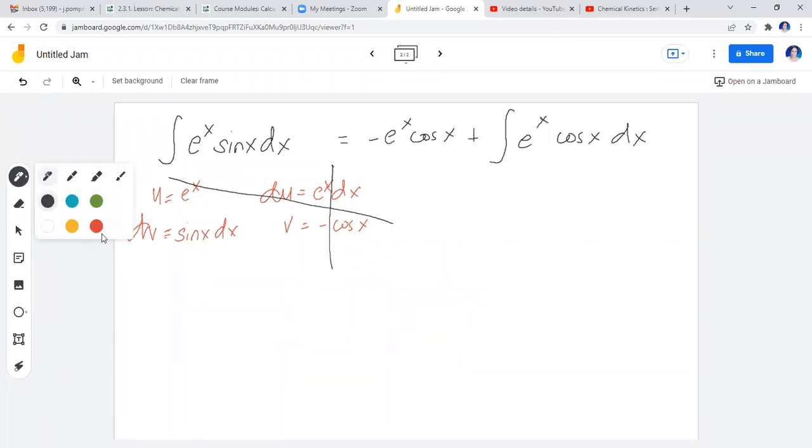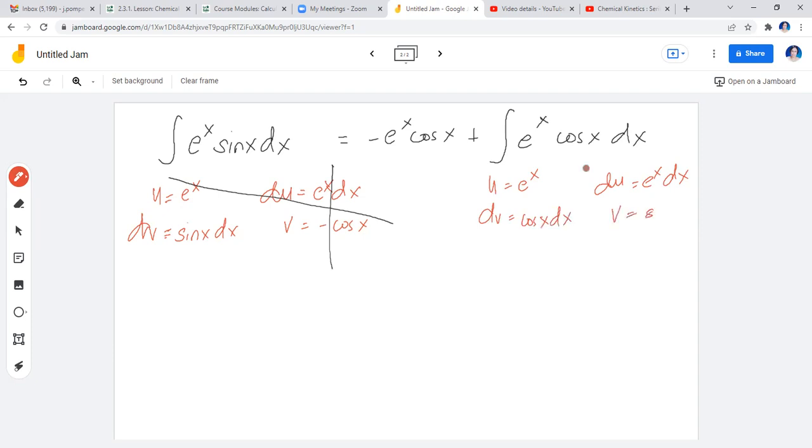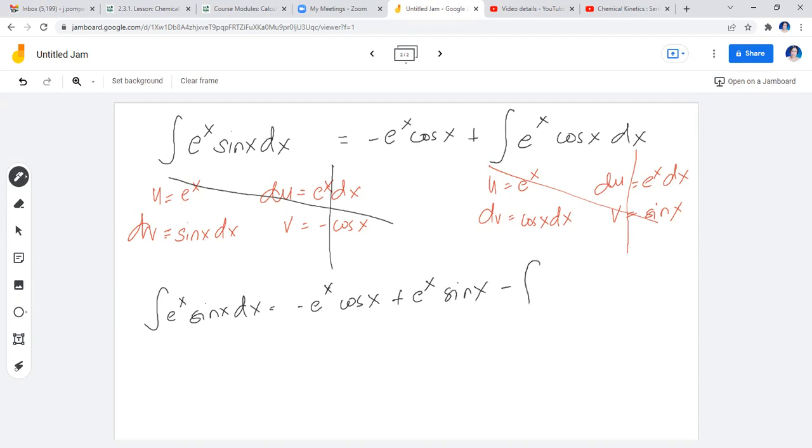See, you will do another by parts. This one. So another u is e raised to x, the du is e raised to x dx. The dv will be the rest, cosine of x dx. The v is sine of x. Cross, drop. What will happen? I'll go back to what I have there. Integral of e raised to x sine of x dx is equal to negative e raised to x cosine of x, and this one giving you this one, plus e raised to x sine of x minus the integral of this, minus the integral of e raised to x sine of x.